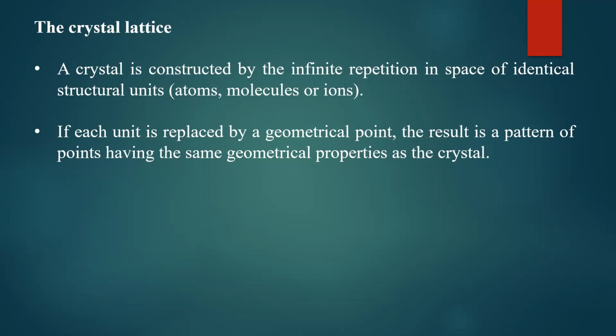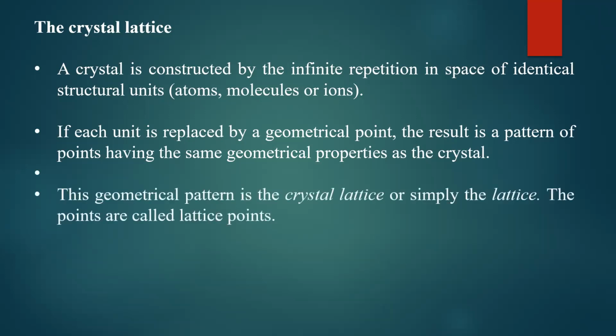These imaginary geometrical points having the particular structure of the crystal are called lattice points, and this group of lattice points is called a lattice or crystal lattice. This geometrical pattern is called the crystal lattice or simply the lattice, and the points are called lattice points. If you put the chairs on the lattice points, that makes the crystal. So the chairs are called bases.